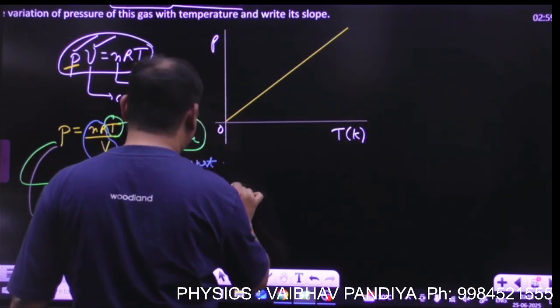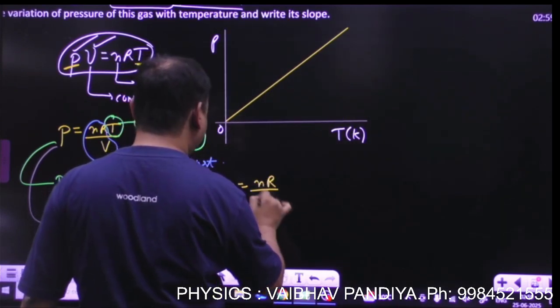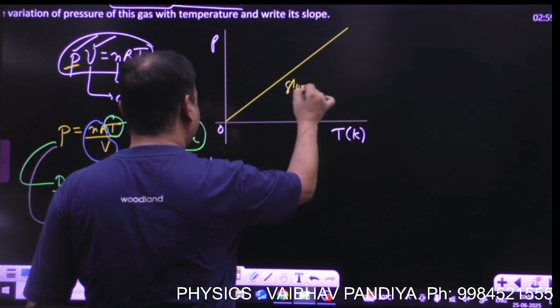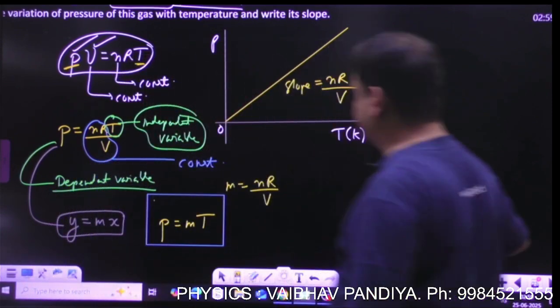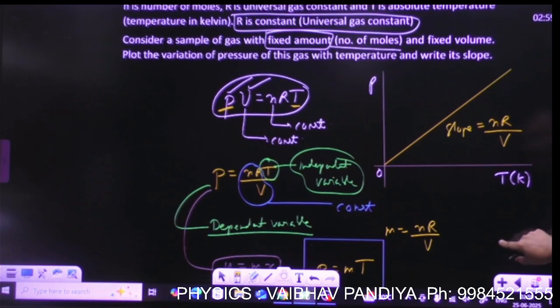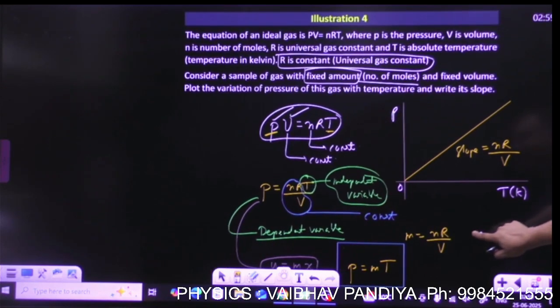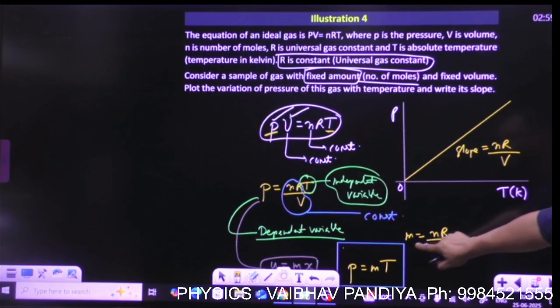And what is the slope? The slope is number of moles times R by V. So here you can write the slope is number of moles R by V. Got it? So see, we are applying the concept of the straight line graph in thermodynamics.